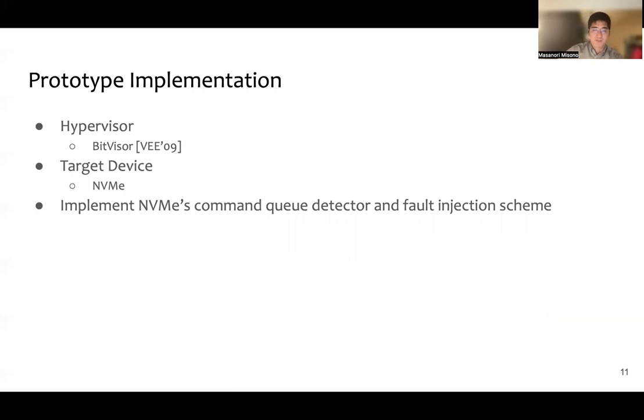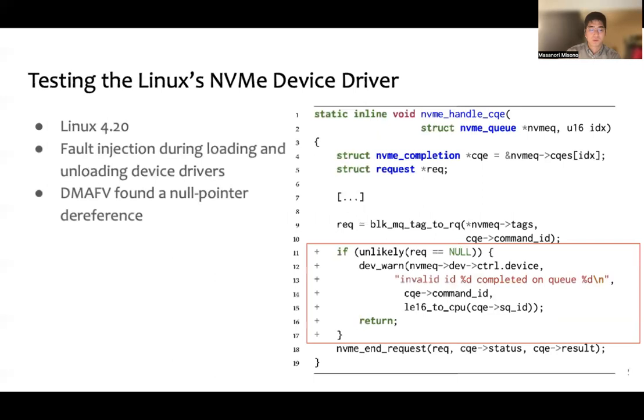We implemented a prototype of DMAFV. We use BitVisor as a base hypervisor, and we choose NVMe as a target device. We implement the NVMe's command queue detector and fault injection scheme in the hypervisor. We test the Linux NVMe device driver using the proposed method. We use Linux 4.20, and we perform fault injection during loading and unloading of the NVMe device driver.